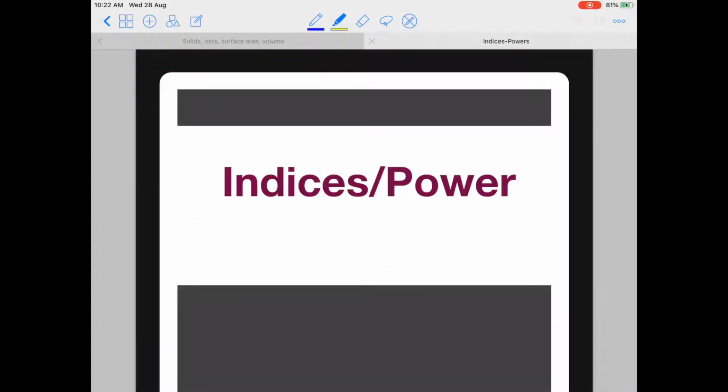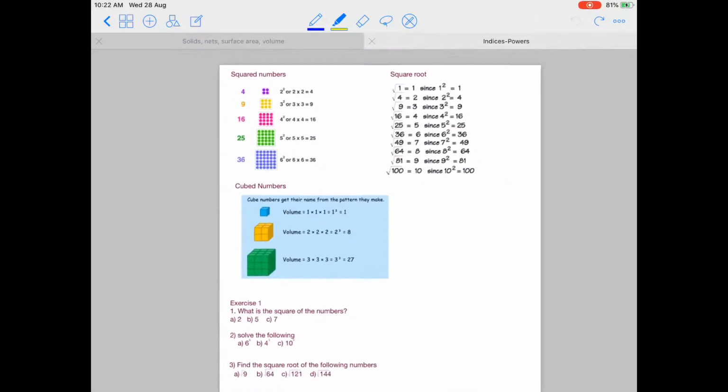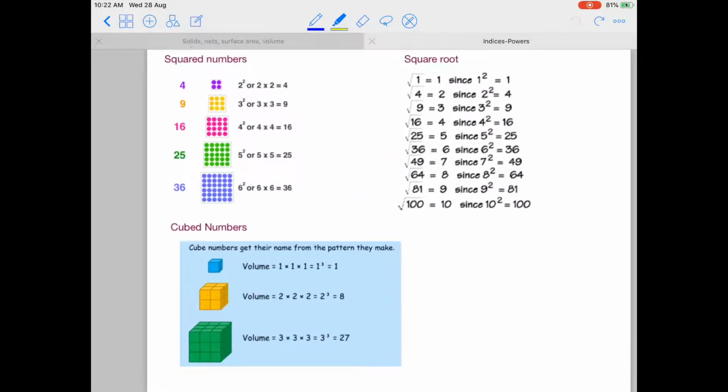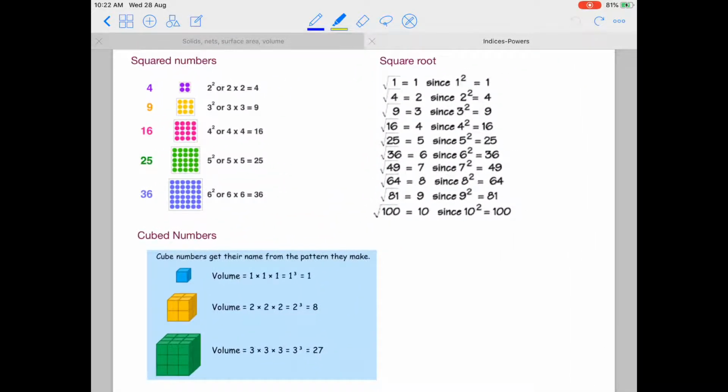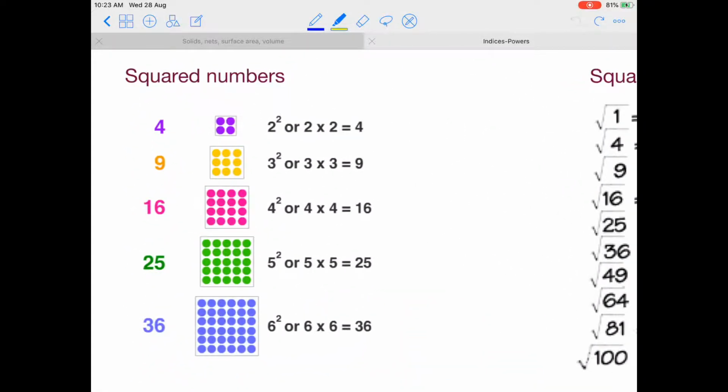Indices or powers. For this primary level maths, we will focus on squared numbers, square root, cubed numbers, and cube root. We will start with squared numbers. A squared number is simply the product of any number multiplied by itself.